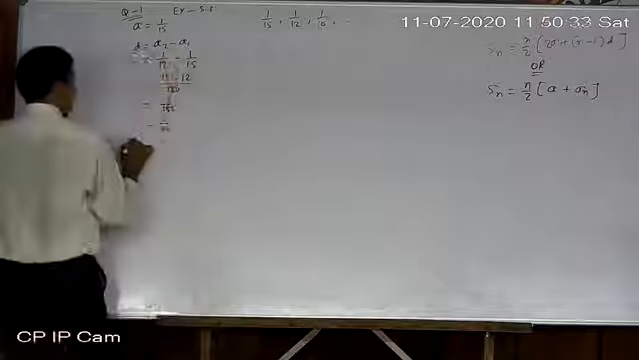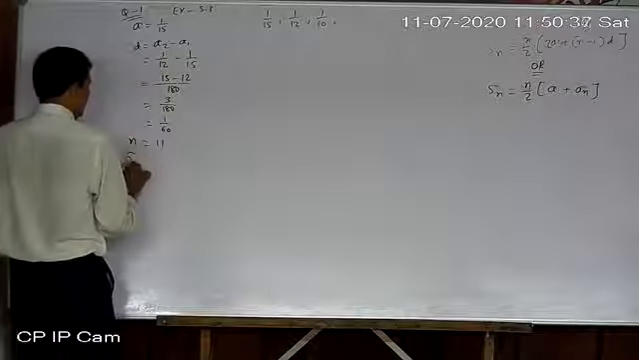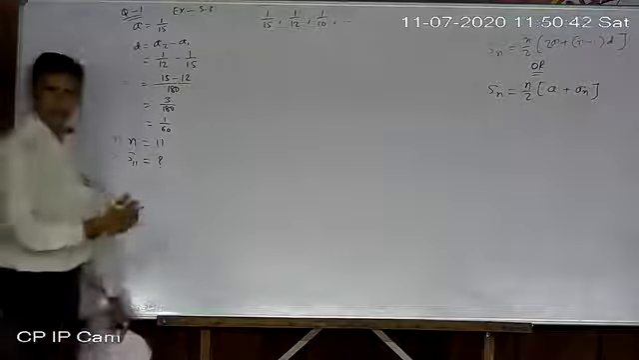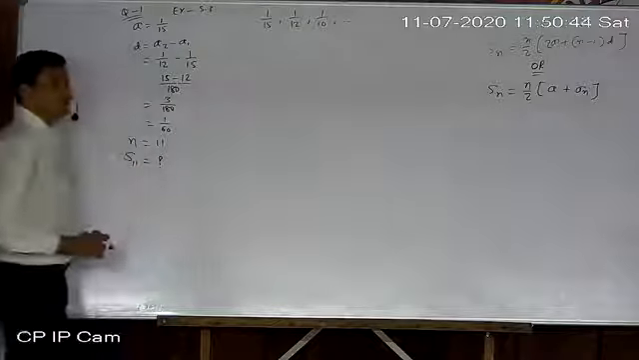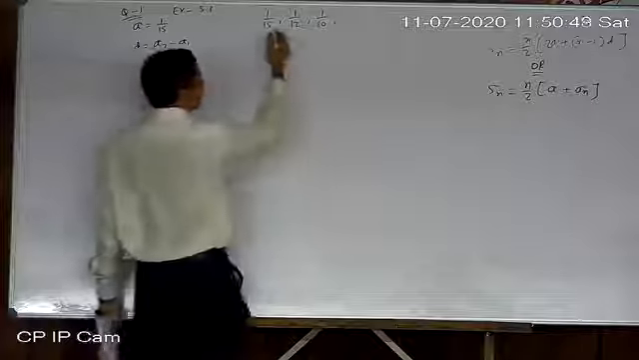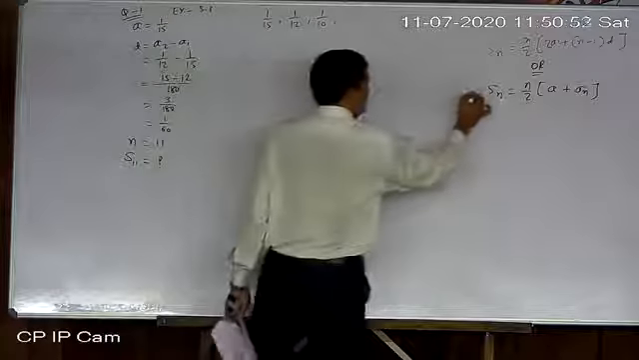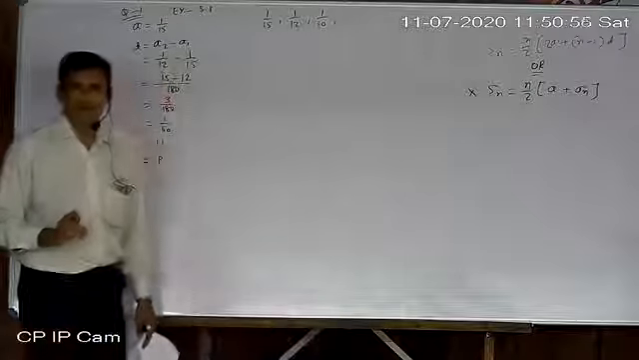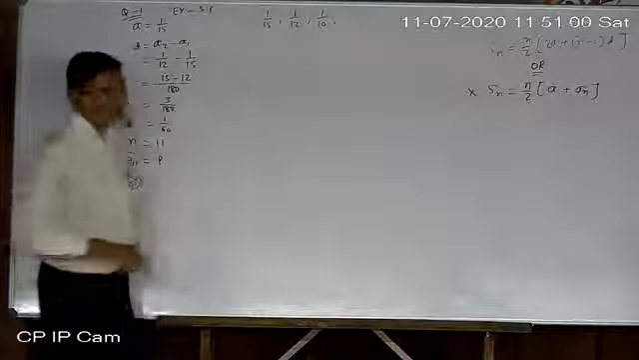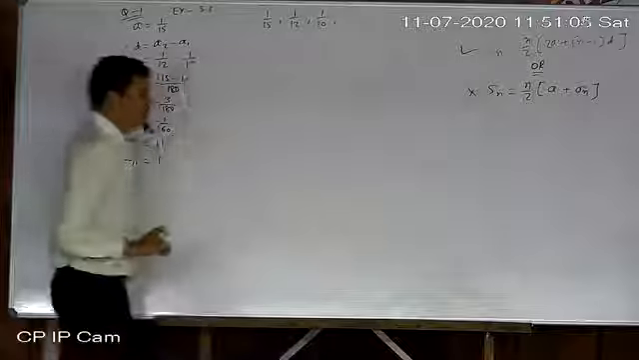Now, n is given, 11 terms. We want to find the sum of 11 terms, meaning S11. Now, write down the first formula. Why the first one? Because I don't know the value of the 11th term, so I cannot use the other one now. If I have the last term, at that time I can use both. So this first one is applicable every time whenever a is given.